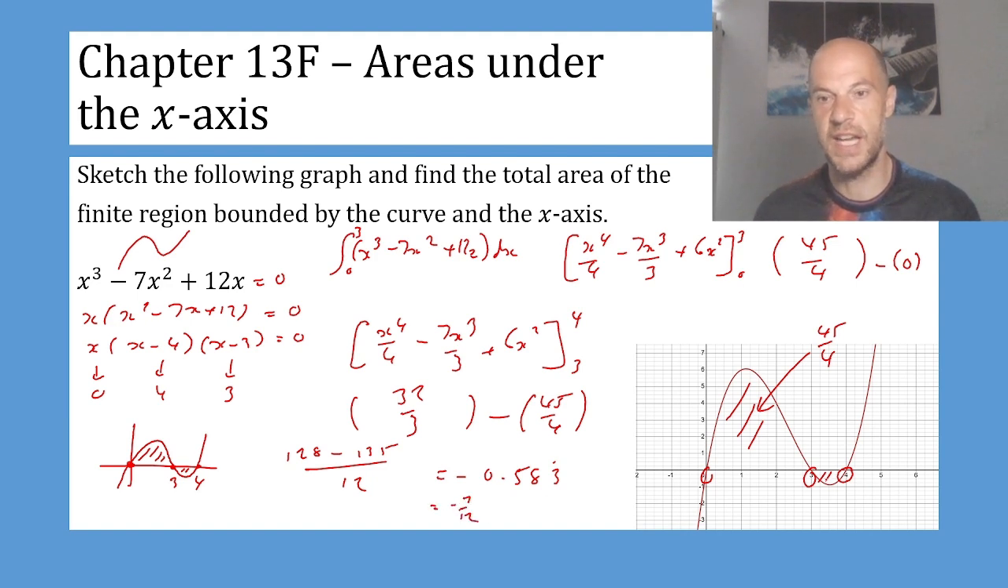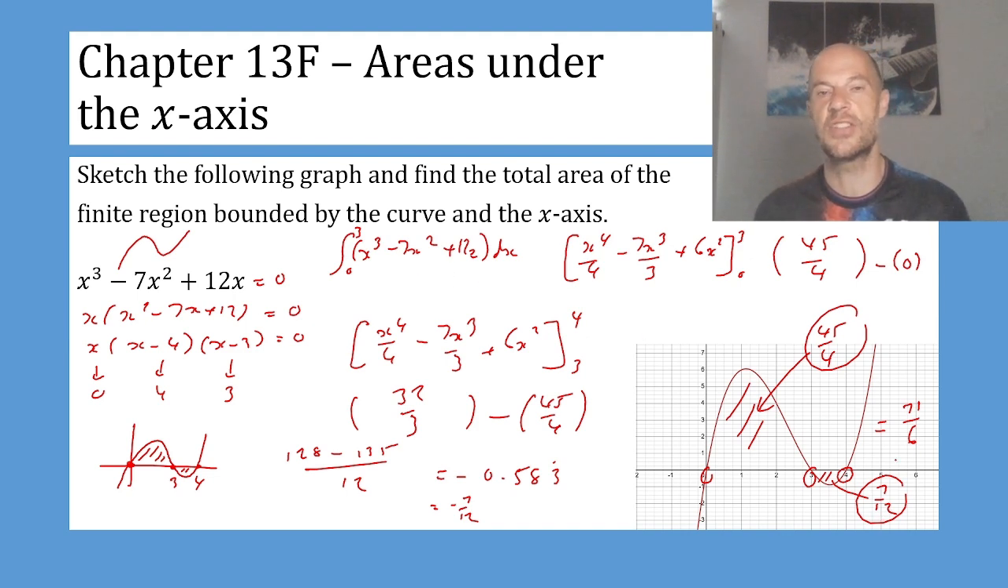So this area is negative 7/12, but it can't be, it's positive 7/12, so therefore the total area is 7/12 plus 45 over 4, so the total area is that plus that, and that comes to a total of 71 over 6. And again, you might want to just check the 45 over 4 and the 7/12 using the integration tool on your calculator just to check you've got it right.